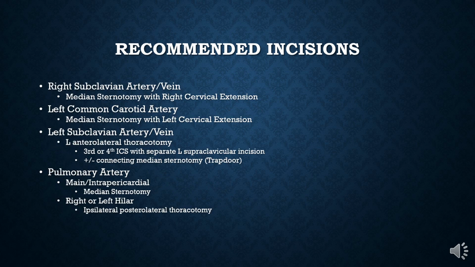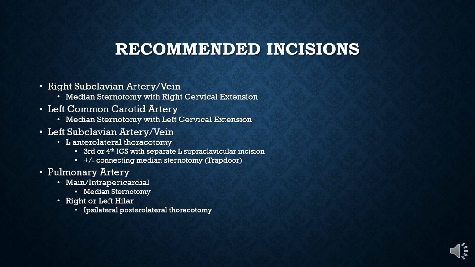Right subclavian artery and vein: median sternotomy with right cervical extension. Left common carotid artery: median sternotomy with left cervical extension. Left subclavian artery and vein: left anterolateral thoracotomy, third or fourth interspace, with a separate left supraclavicular incision, plus or minus connecting the median sternotomy trapdoor.